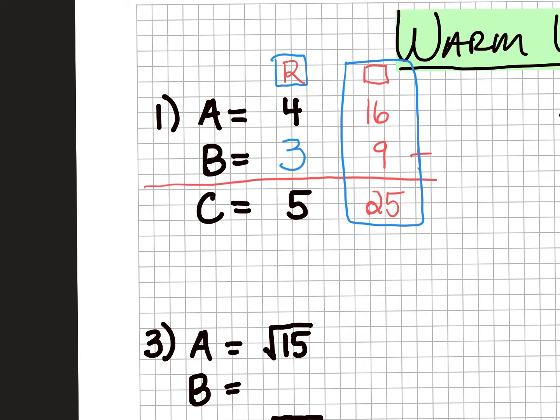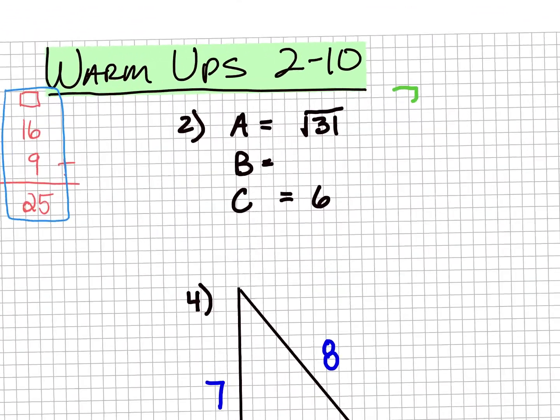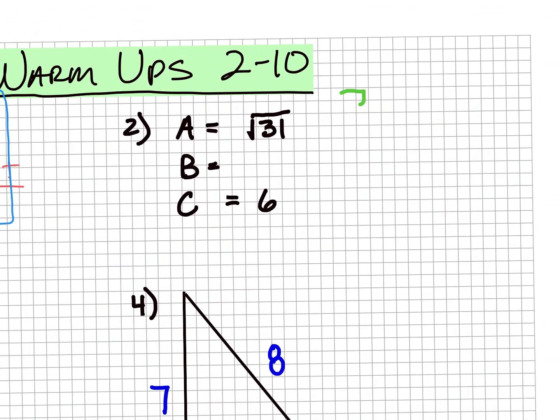For number 2, let's see, square root of 31. This was a little harder. Square root of 31, we're going to make our table A, B, and C. These are the roots, and these are the squares. Here's the squares. Okay. Square root of 6 should be easy, 36. The square root of 31 is the root of 31. Or if we square the square root of 31, square root of 31 times the square root of 31 is just 31.